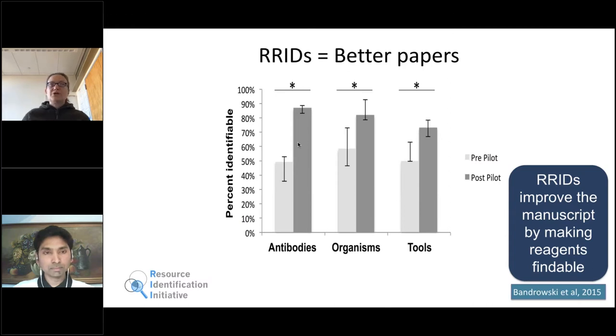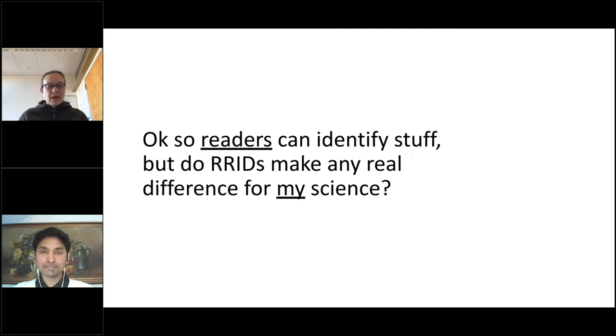So your initial problem with Vino, with the antibody, you used the wrong one and you weren't sure which one you used. Well, if you had been using one of the ones from a paper that had used the RRID initially, maybe you would have been guided a little bit towards the right reagent.